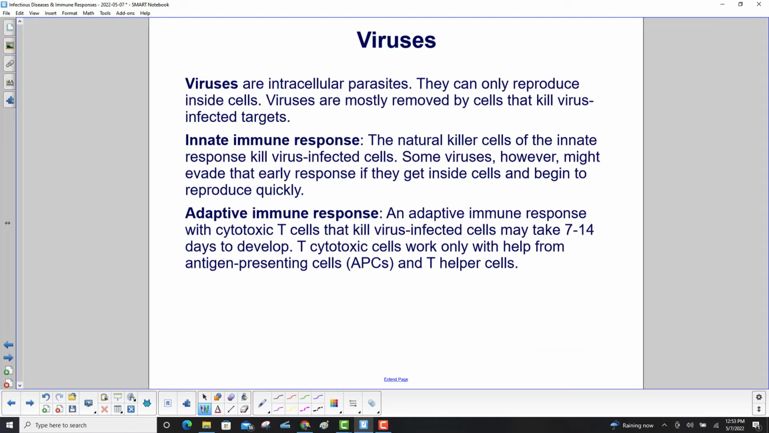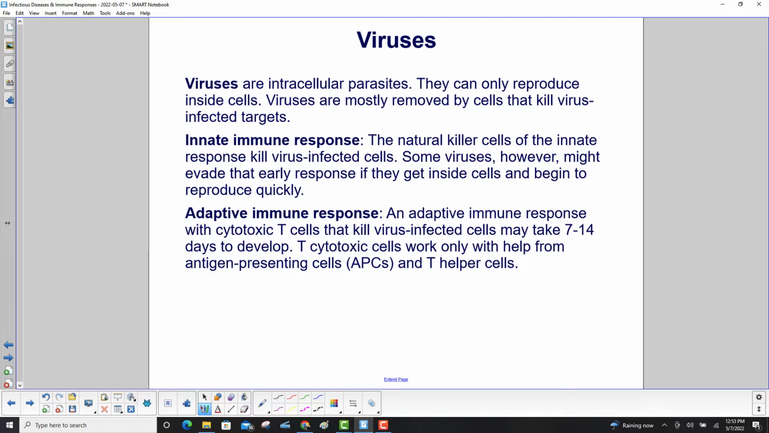Viruses. Viruses are intracellular parasites. They can only reproduce inside cells. Viruses are mostly removed by cells that kill the virus-infected targets. Innate immune response. The natural killer cells of the innate response kill virus-infected cells. Some viruses, however, might evade that early response if they get inside cells and begin to reproduce quickly.